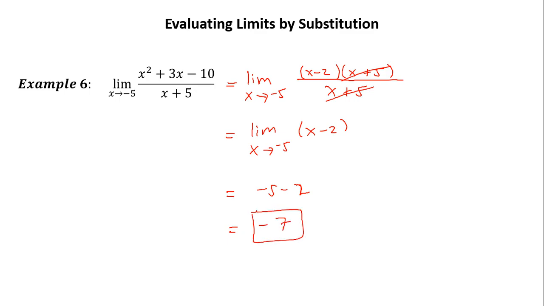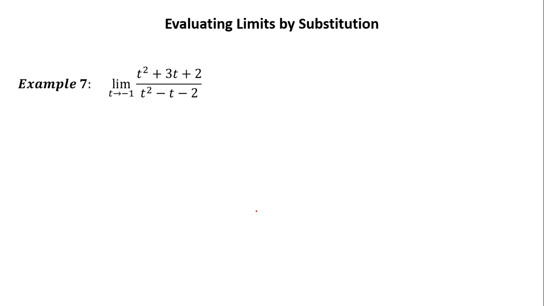Another example, maybe the last example. We have the limit as t approaches negative 1 of t squared plus 3t plus 2 divided by t squared minus t minus 2. Again, try to check whether it produces a 0 over 0. In this case, obviously it will produce a 0 over 0. So I leave the exercise of checking that one to you, since I've already shown this in the previous example. So how do we factor this?